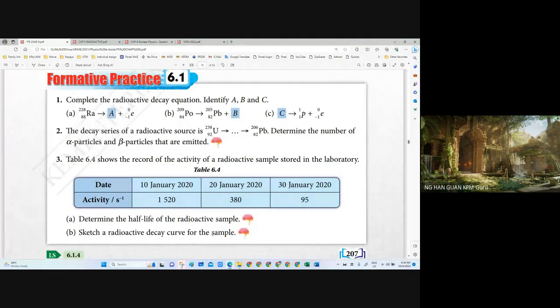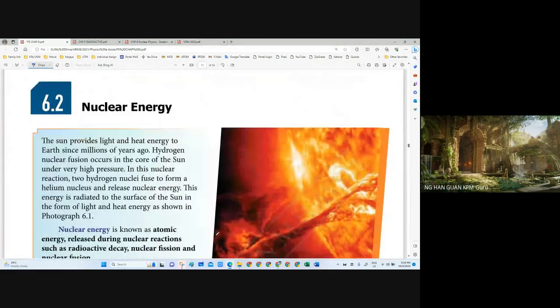Okay. So this is what I told you in the past year SPM. They may ask you in the objective questions, paper one. It will ask you like this, what's A, B, C, something like this. Just only balance the equations. And then the determine half-life, just now we have tried the question. So that's all. So the next one is about the nuclear energy.